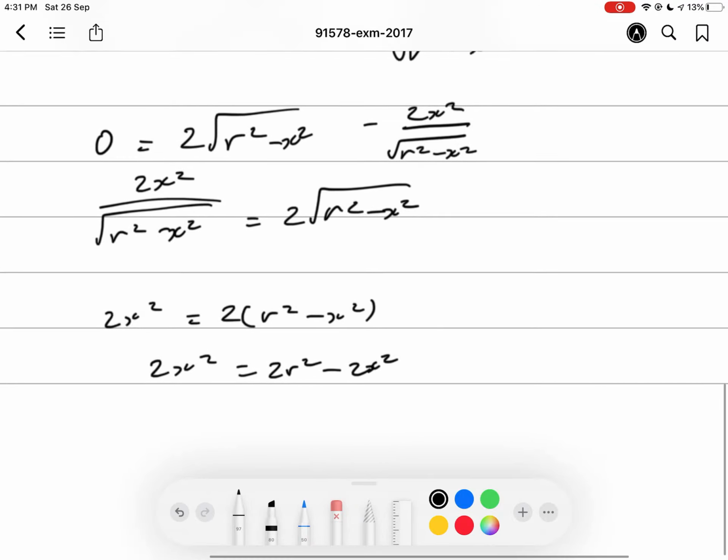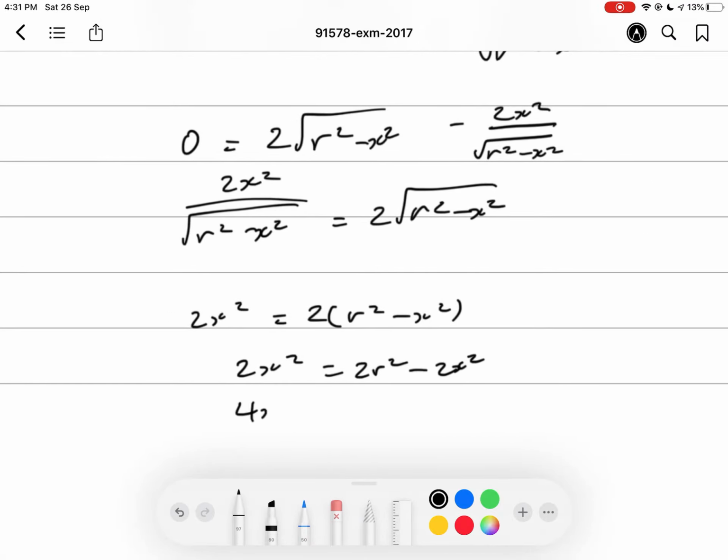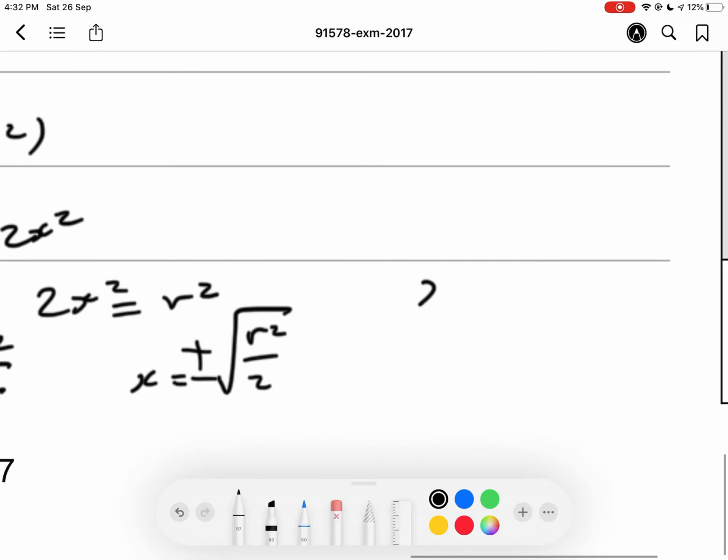Therefore, if we simplify this a bit further, we'll get 4x squared equals 2r squared. And if we divide by 2 on both sides, we'll get 2x squared equals r squared. Therefore, x squared equals r squared over 2. And therefore, x equals plus or minus the square root of r squared over 2. And therefore, x equals plus or minus r over root 2.